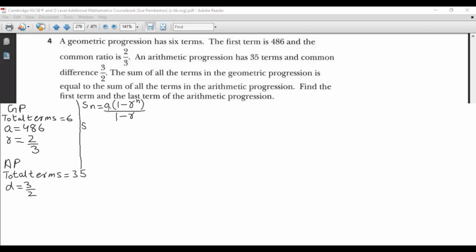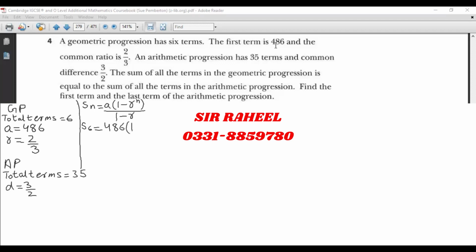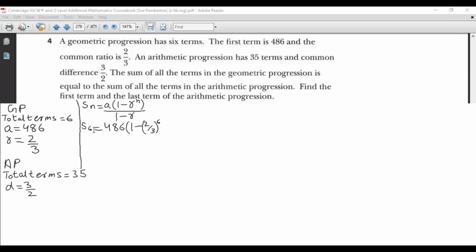S6 equals to A. A is given what? 486. 1 minus R. What is R given? R is given 2/3. And power on R is 6. That is the number of terms. Over 1 minus value of R.